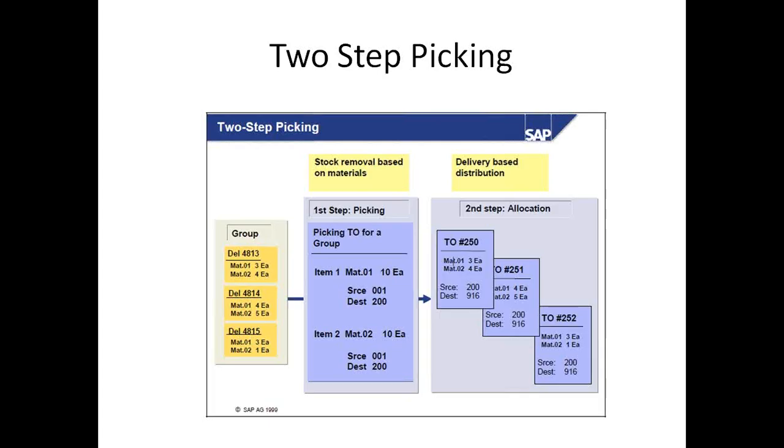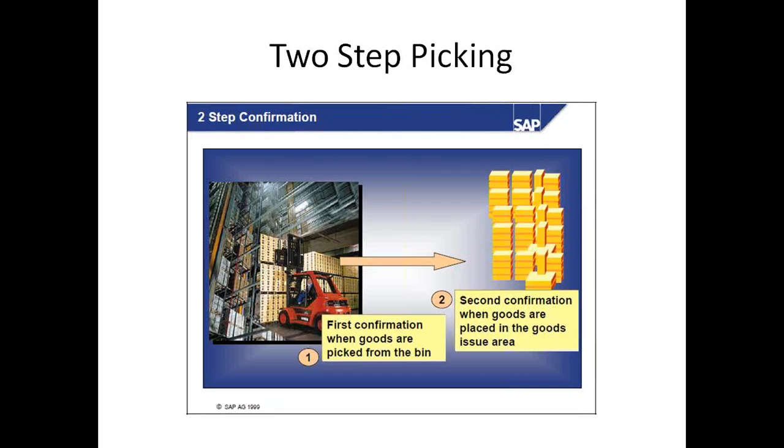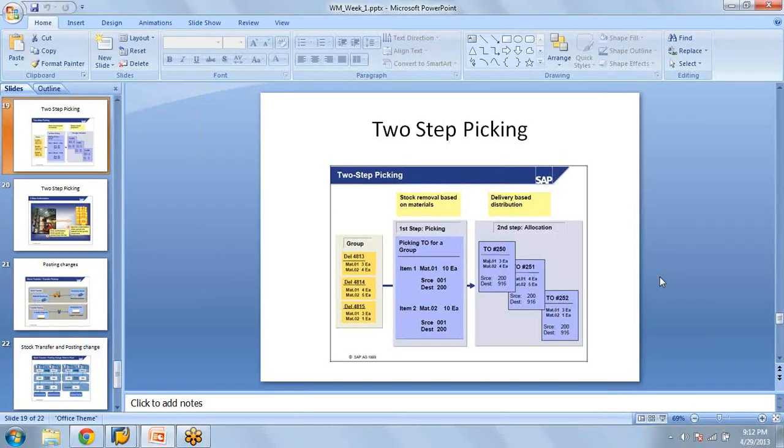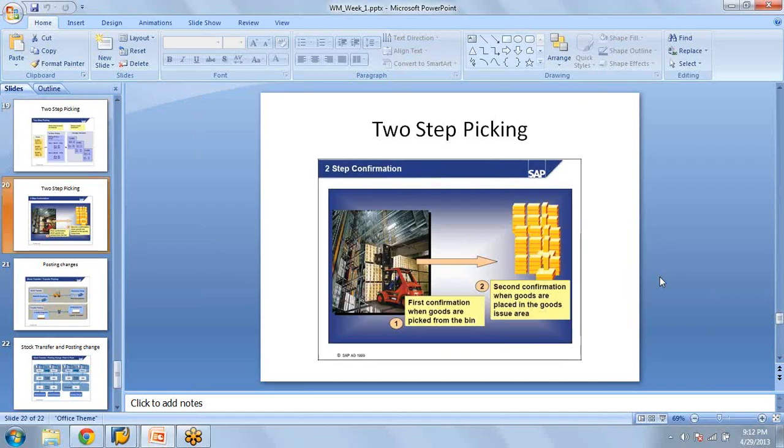So there are two steps for confirmation: when goods are picked from the bin, and in the second confirmation, goods are placed in the goods issue area. For example, first we get one delivery, and now we need to pick that material. Normally, whenever we create any outbound delivery, we create a transfer order with respect to the outbound delivery.